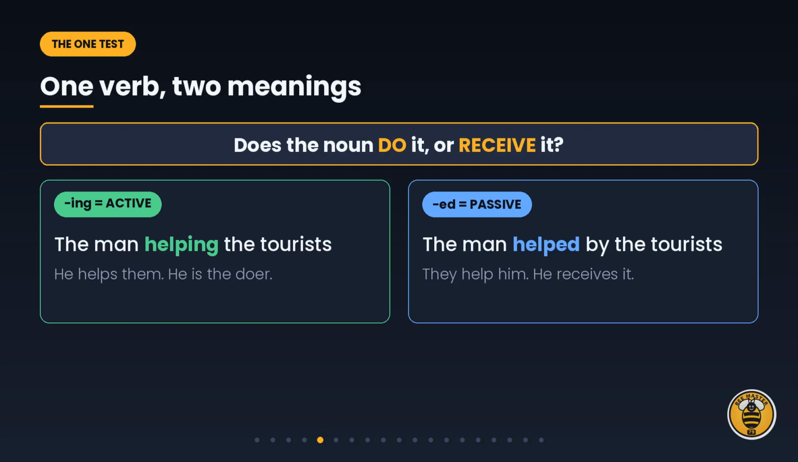If you remember only one thing from today, remember this test. Ask yourself, does the noun do the action or receive it? Look at these 2 sentences. They use the same verb. They differ by one ending, and yet the meaning flips completely. The man helping the tourists. He is helping them. He is the doer. The man helped by the tourists. Now he is the one receiving help. The tourists are doing it. So if the noun does it, use ing. If it receives it, use the past participle. That is the whole decision.